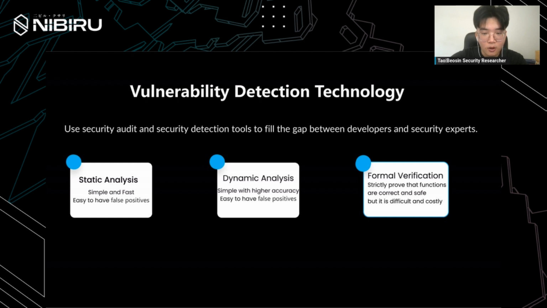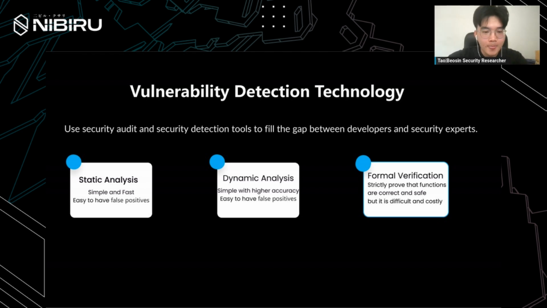For static analysis, it's simple and fast, and many developer teams use static analysis to scan their code and find bugs. It's simple and fast, but it's also easy to have false positives. So after you do the static analysis, you need to check the errors reported by the static analysis tools.